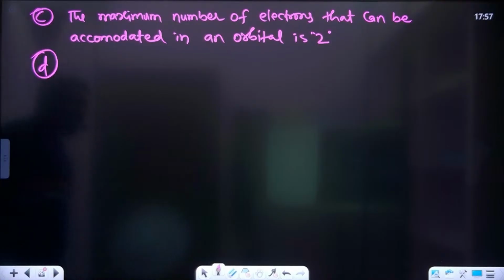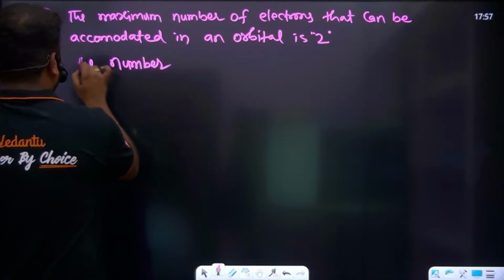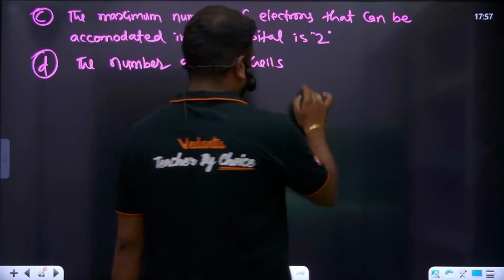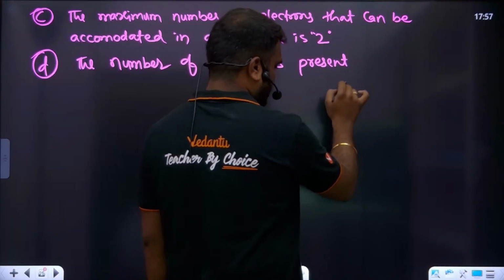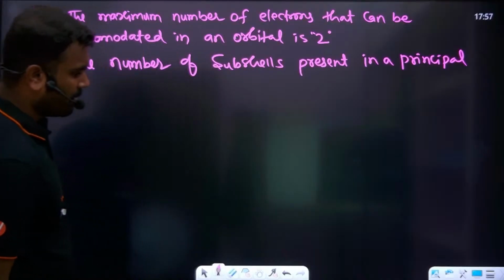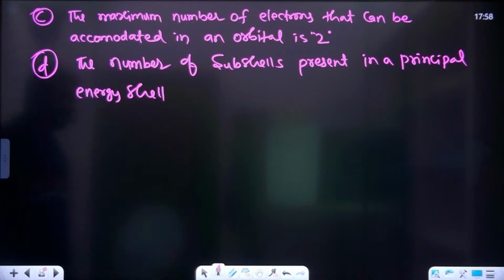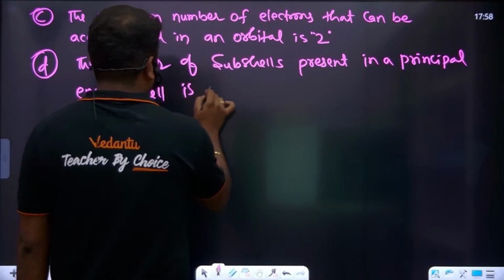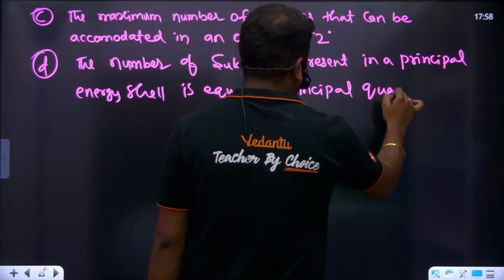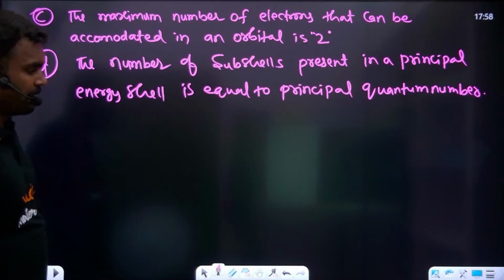The number of subshells present in a principal energy level, or principal energy shell, is equal to the principal quantum number.